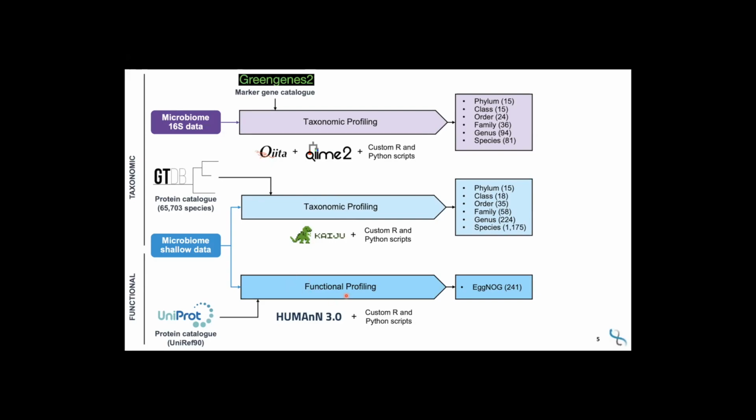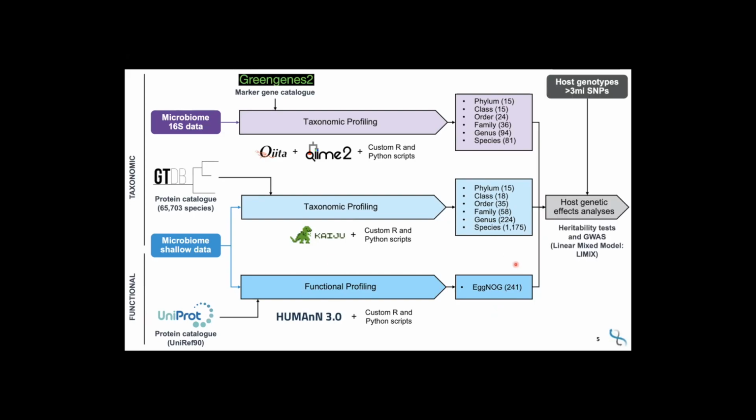Here, just to give you a glimpse of how I did the functional profiling, I used a catalog based on protein families, and then I collapsed the counts of reads for each protein family to eggNOG functions. In the end, I used every one of these profiles, which are basically tables containing the relative abundances of each one of the taxa or functions by sample.